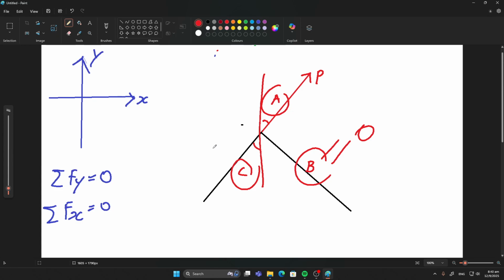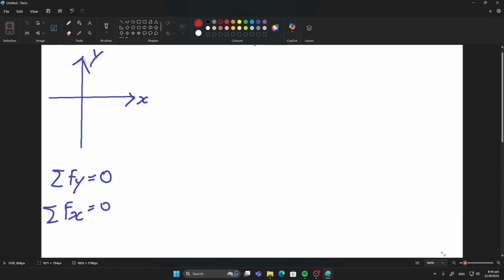So this is case 2. Case 2 and case 3 are basically the same. Just that for case 2, you get 2 bars and 1 external force. For case 3, you get 3 bars.